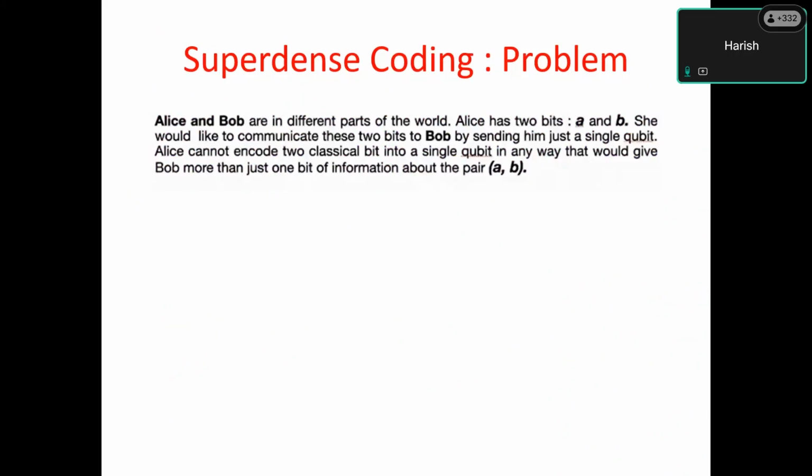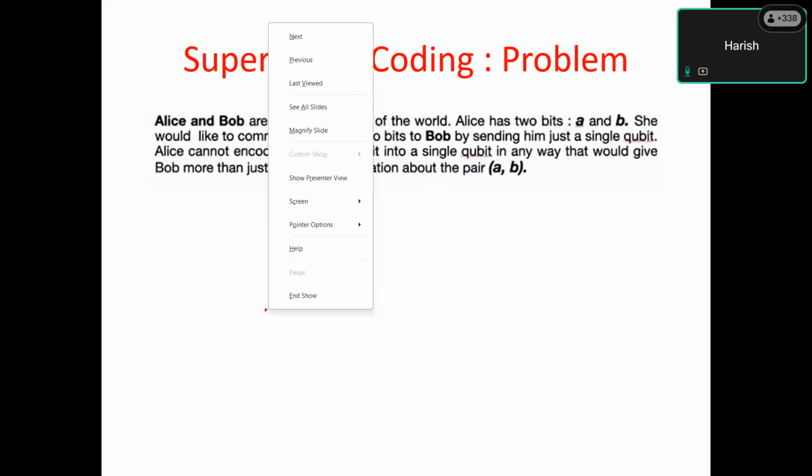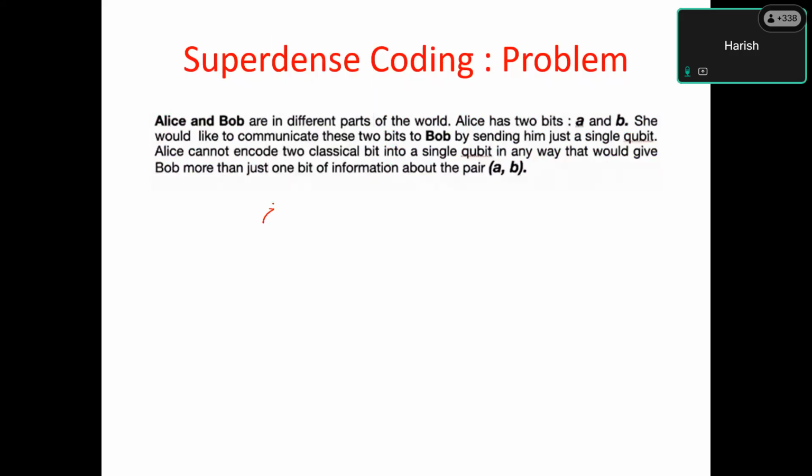In the last session we went through quantum teleportation. It is a similar kind of thing, but the purpose of superdense coding is different. Alice and Bob are far away from each other. See here, Alice is here and Bob is here. Alice wants to share two bits of information.